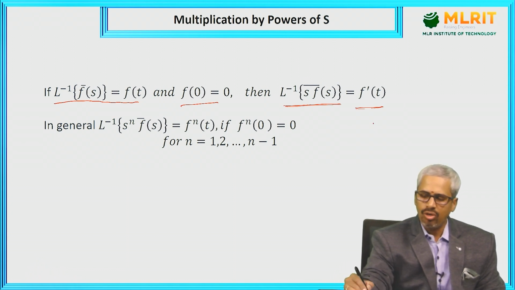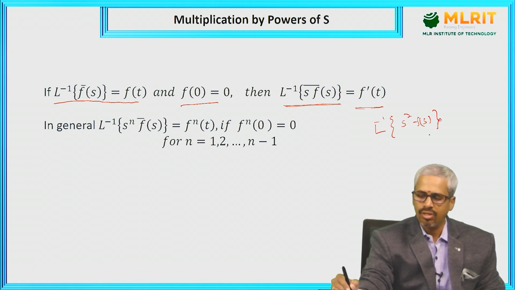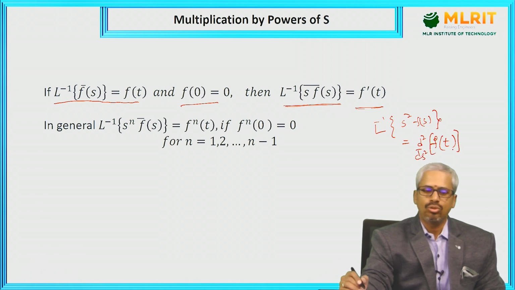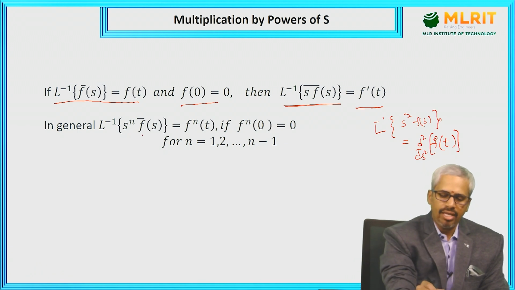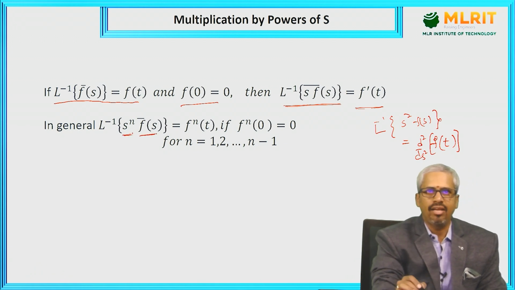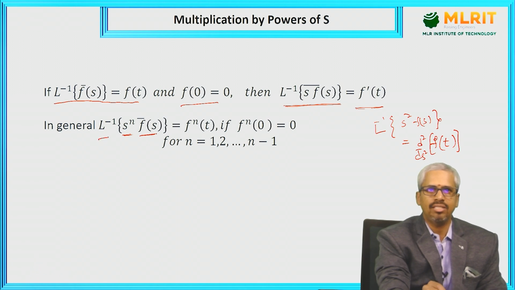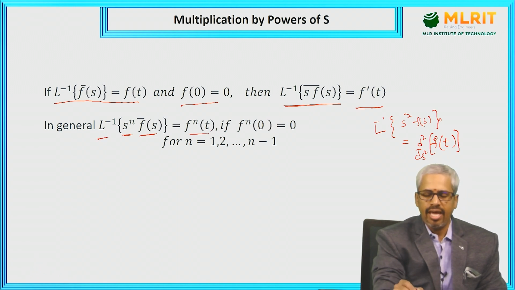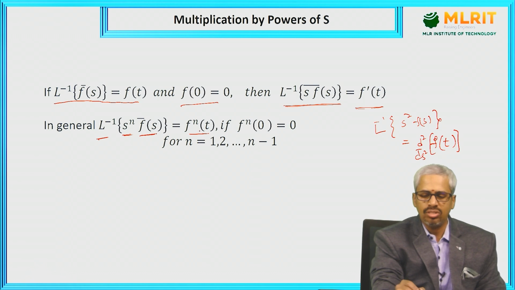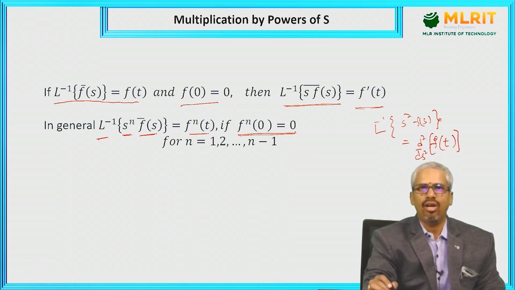If we want to find L inverse of s square into f bar of s, first we find f of t, that is L inverse of f bar of s, then we differentiate it twice, d square by dt square of f of t. So in general, if we multiply f bar of s with s power n and we want to find inverse Laplace transform, the formula is f power n of t. This denotes nth derivative of f at t, provided f power n of 0 equal to 0.